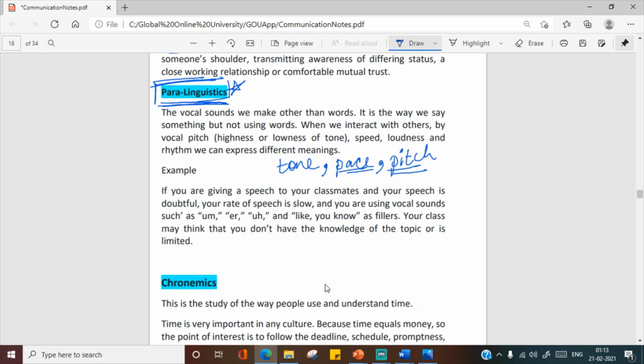When we interact with others, vocal pitch, high or low, speed, loudness, and rhythm are different types of paralinguistic cues. If you are giving a speech in a class and keep repeating fillers like "like," "as you know," "oh," what does it tell? These are not words. They convey that you are not very confident in that particular topic.